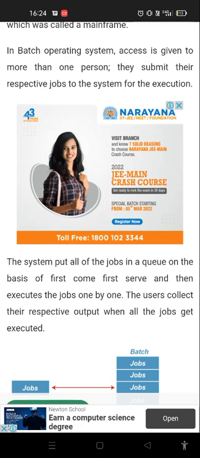In which operating system access is given to more than one person, they submit their respective jobs to the system for the execution. The system puts all of the jobs in a queue on the basis of first come first serve, FCFS. What does it mean?